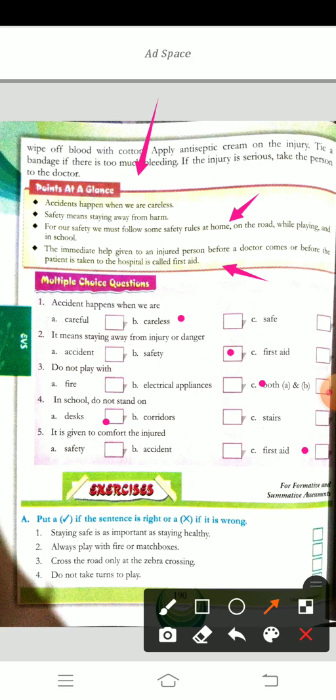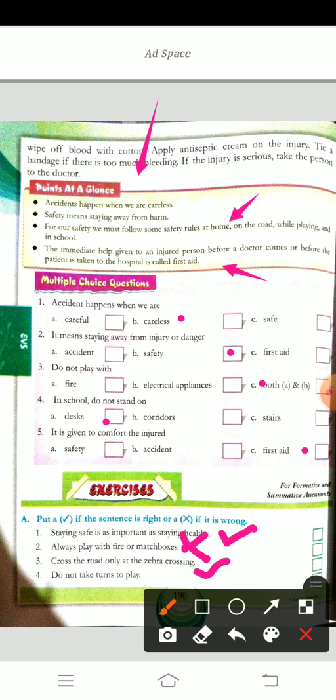Put a tick for the right sentence and a cross for the wrong one. Staying safe is as important as staying healthy. Yes, it's correct. If we are staying safe, we are healthy. Always play with fire and matchboxes. Is it true? Wrong. You should not touch matchboxes and you should not play with fire. Cross the road only at the zebra crossing. It's correct. When we want to cross the road, we have to choose the zebra crossing.